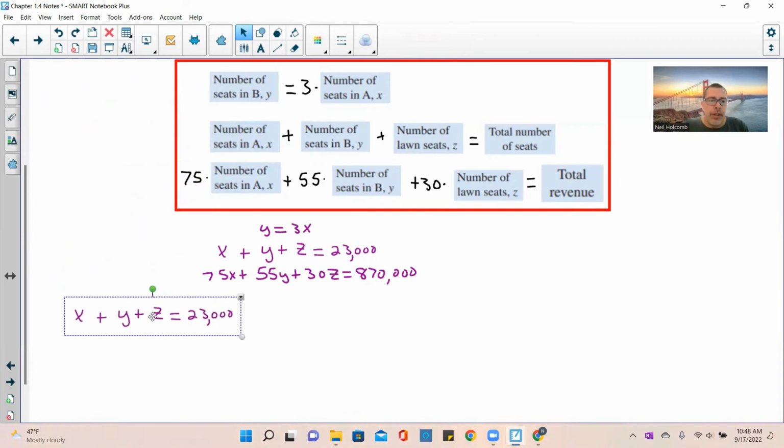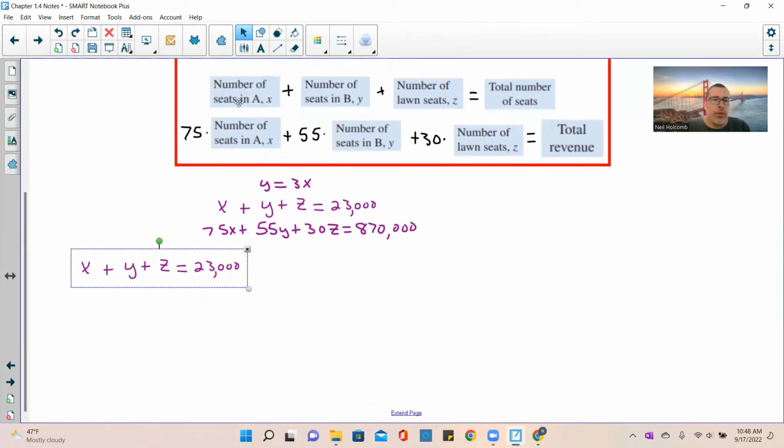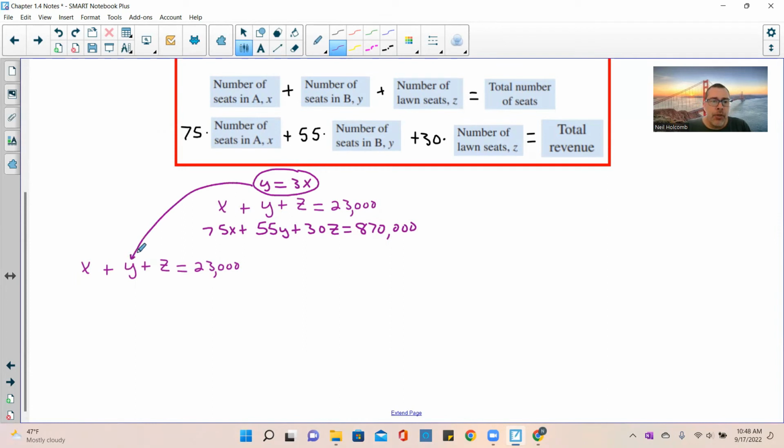And we're going to work with this. So we have x plus y plus z equals 23,000, and we know that y equals 3x. So I can take this y equals 3x and substitute in for y. x plus y equals 3x, so I can change that, plus z equals 23,000. That's going to combine to be 4x plus z equals 23,000. Okay, that's the first step.